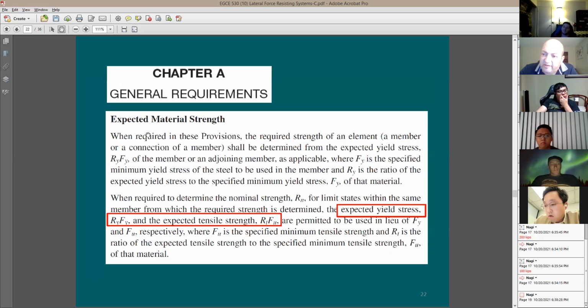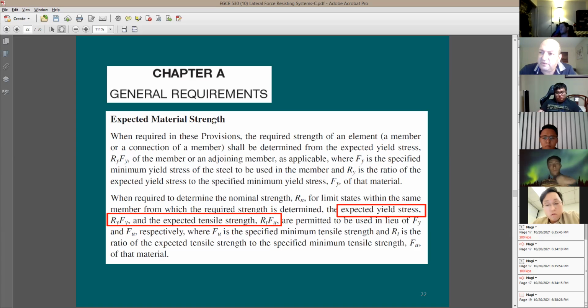The material strength, we usually refer to F sub Y and F sub U, which means yield strength and ultimate strength. But in reality, if you take a sample and test it, this material is going to give you higher forces. So we call this the expected material strength. If I say here 50 KSI, it doesn't mean that the test value is going to be 50 KSI. Most likely it's going to be higher. And the question is, higher by how much?